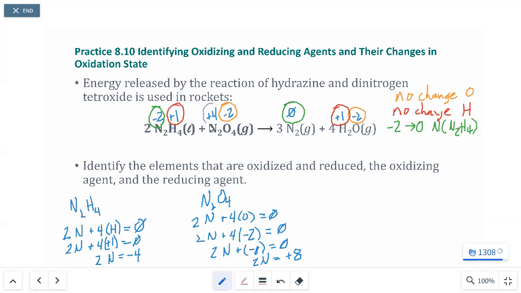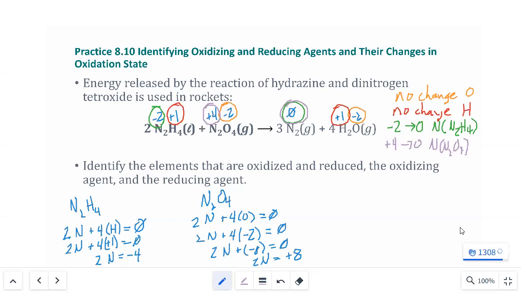And we have a change from positive four to zero for the nitrogen in the dinitrogen tetroxide. And so the question that gets asked here, and we saw some of it in assignment 8.3, if you haven't done it yet, you're going to see this kind of thing again, only in reverse. The question is, can the same element be oxidized and reduced?